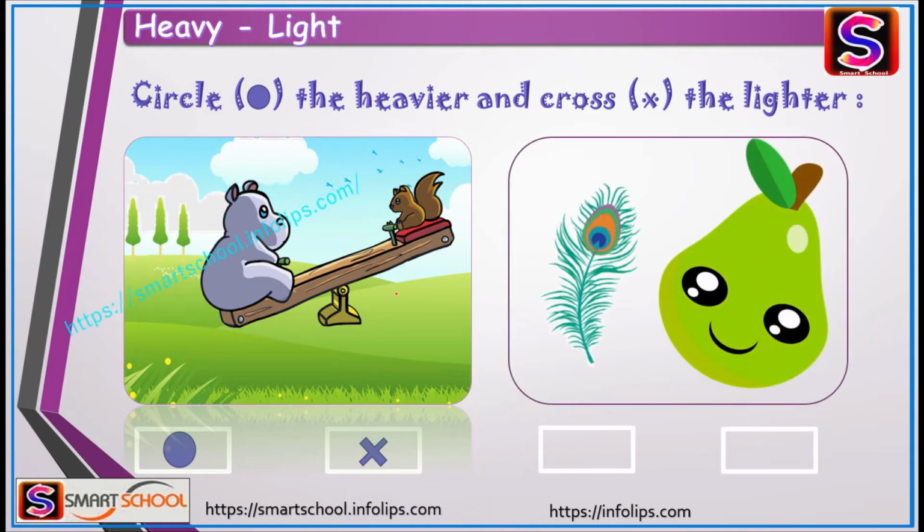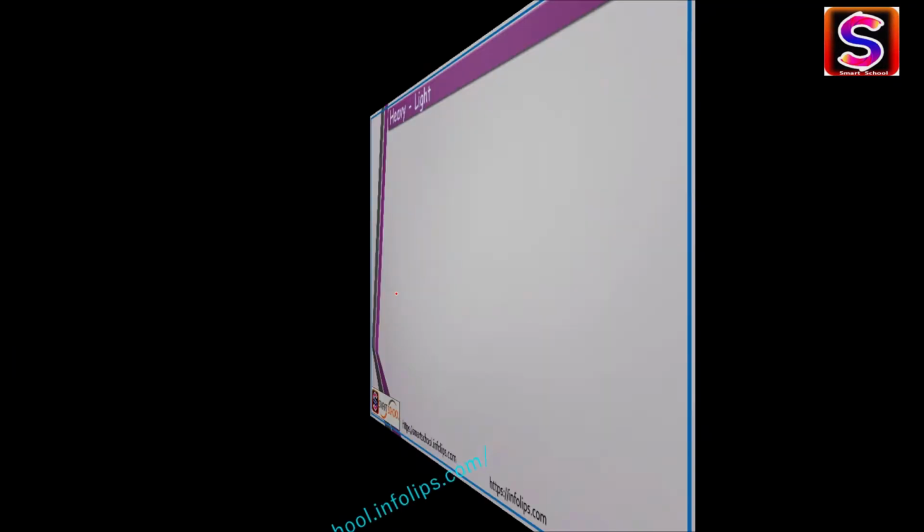See there. There is one peacock feather and one fruit. Which one is heavy and which one is light? Fruit is heavy and feather is light. Right. The fruit is heavy, so we will put a circle on the fruit, and the peacock feather is very light, so we will put a cross on the feather. Okay? Okay. Let's see one more example.